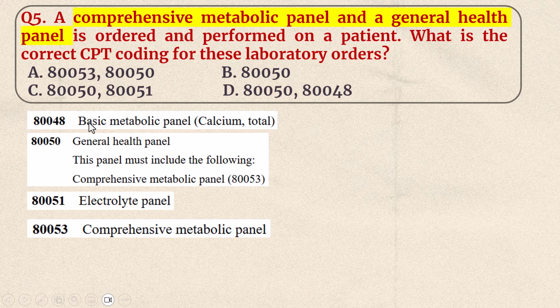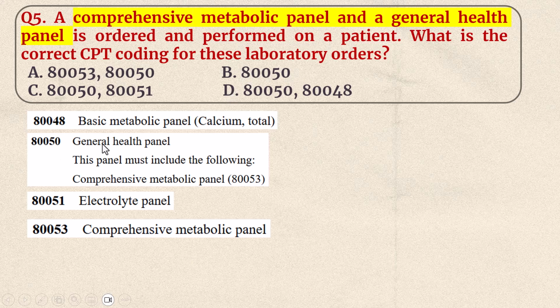So that is one part is available here. When you take 80,050, that is general health panel. So one part is here. This panel must include the following: comprehensive metabolic panel. So this 80,050 include the comprehensive metabolic panel plus general health panel. So the one code itself denoting the scenario here. So no need for the additional code. So you can select this 80,050, that is answer B, as a single code.